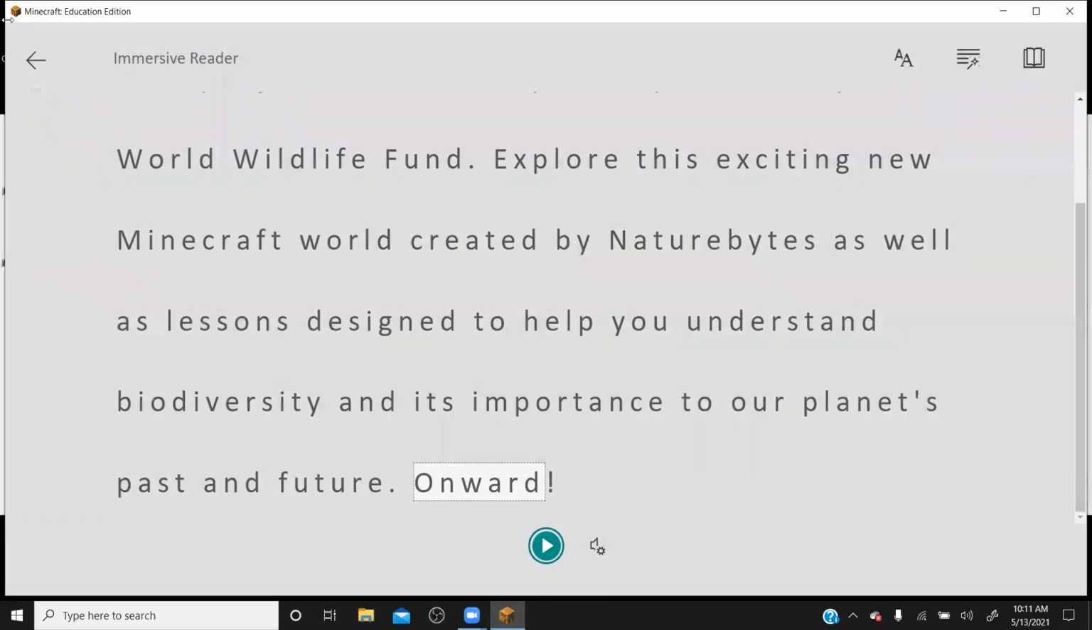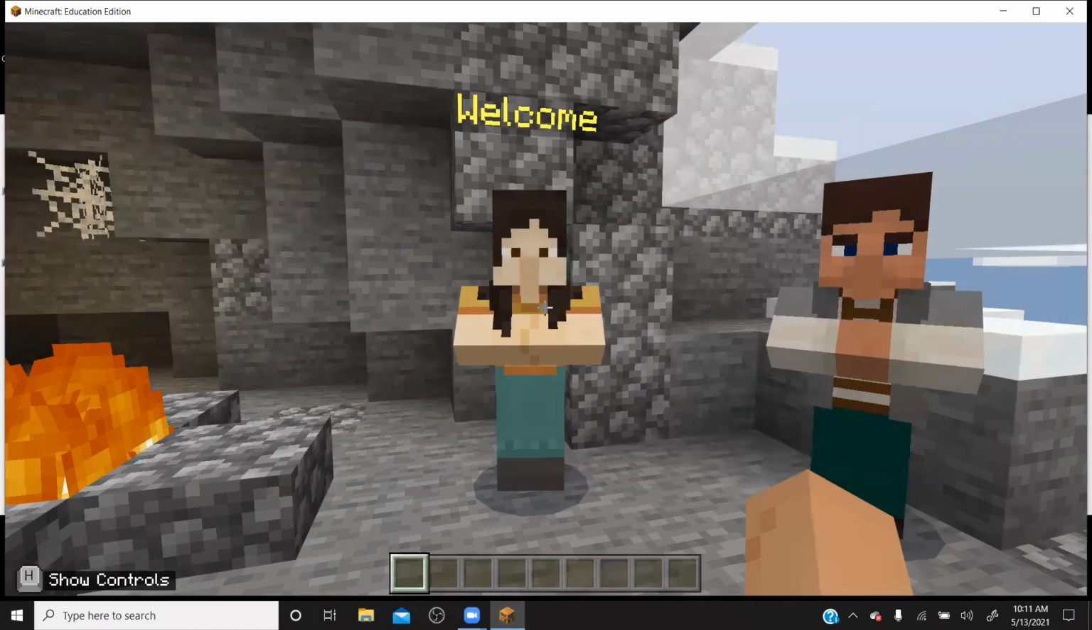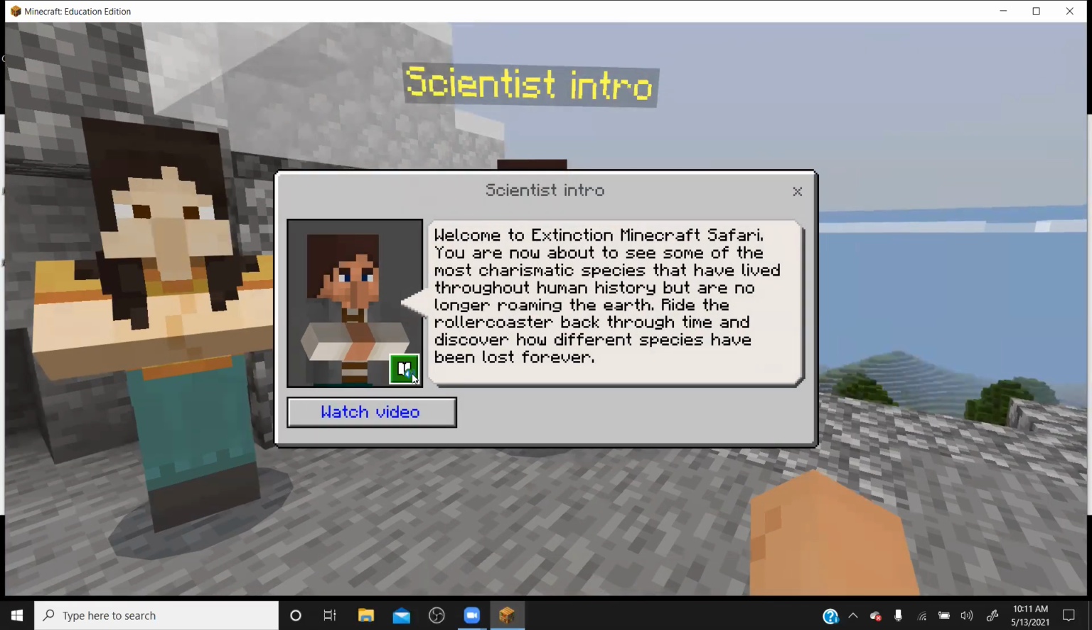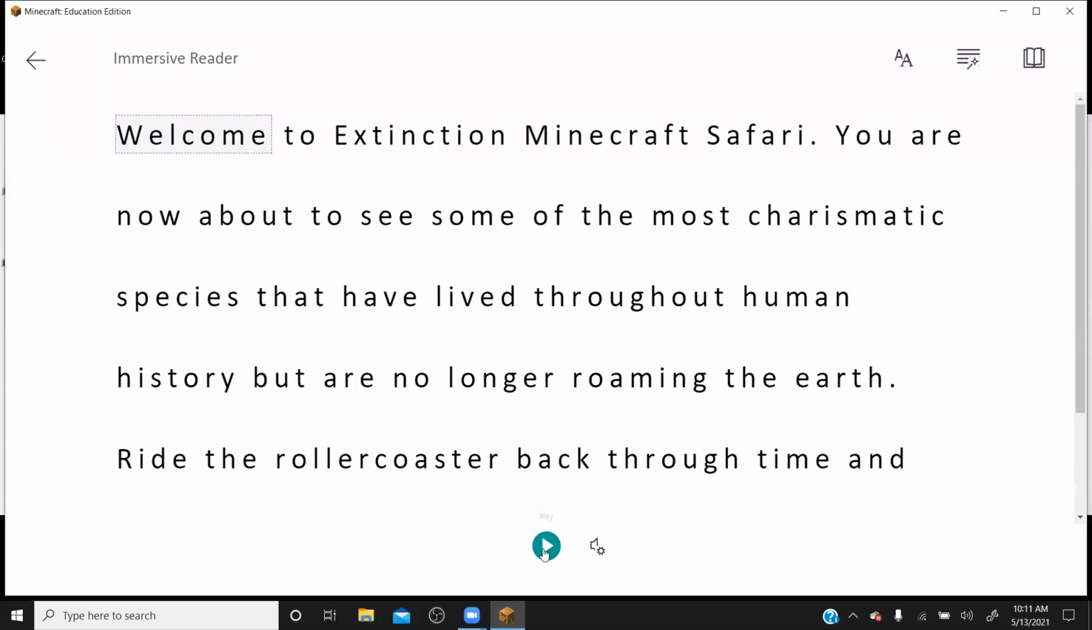Onward. All right. We click this little back button and that takes us back to where we were. And then we can talk to this scientist here. And the same thing, we can first listen to the immersive reader.